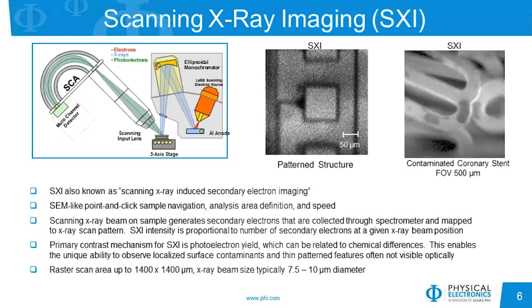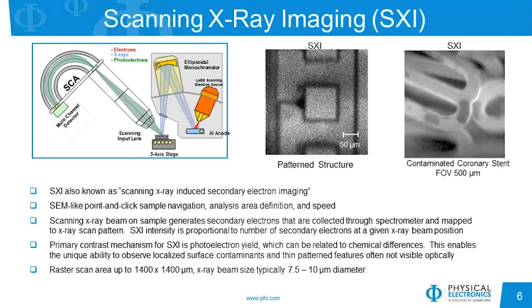In an SXI, the primary contrast that you will see is due to the number of secondary electrons that were generated at that point as the X-ray scanned across it. And the contrast then is also partially related to the photoelectron yield of that particular material, which can highlight chemical differences. And so this enables us the ability to observe localized surface contaminants or maybe other thin pattern features that are often not visible optically.